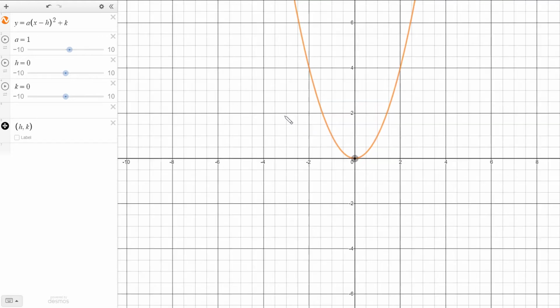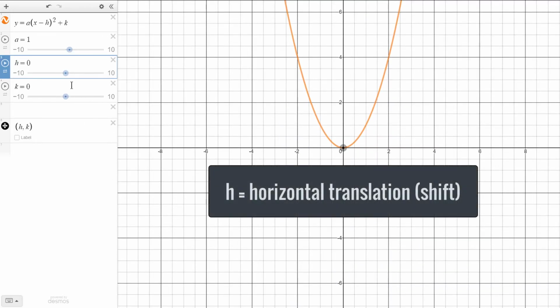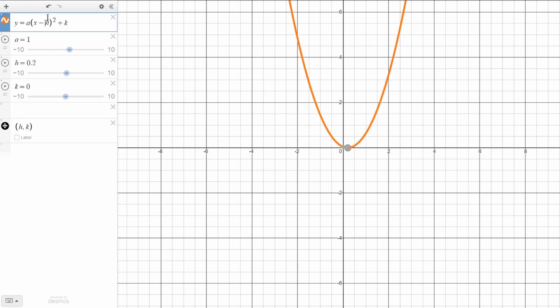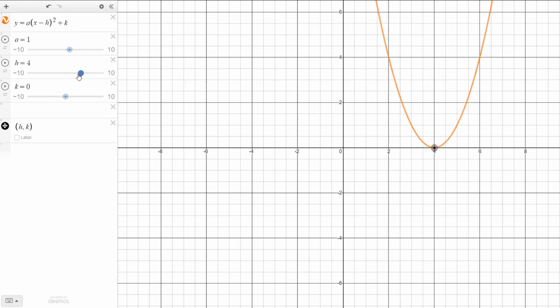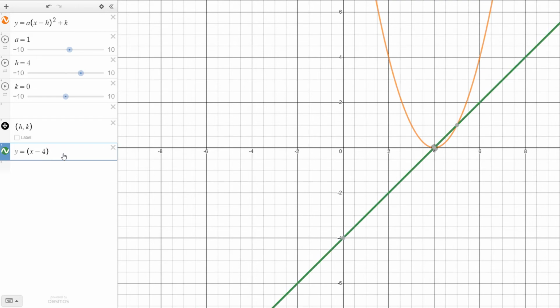The h value, I like to remember that as the horizontal modifier. And so if I slide to the right here, it slides to the right. If I slide to the left, my parabola slides to the left. But what's really important to understand is that this has x minus h. And so if h is positive 4, that's actually saying x minus 4. So it gets a little bit confusing. So I'll write this down. y equals x minus 4 squared.